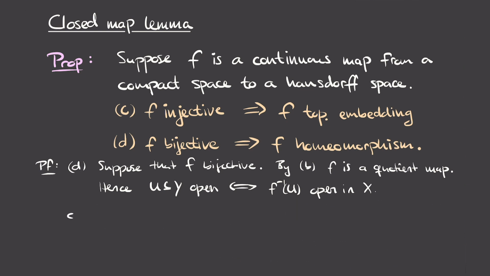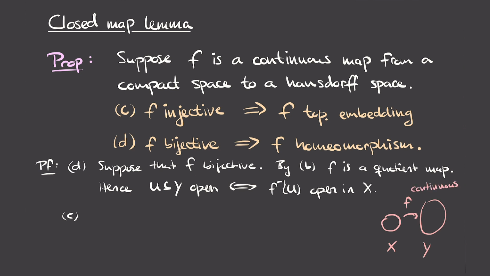Okay, so the final thing we'll prove is part C, which says that under the assumptions of the closed map lemma, if f is in addition injective, then f is in fact a topological embedding. For this, we need to recall what a topological embedding is. So we suppose that we have a continuous map going from a space X to a space Y. So f is continuous.